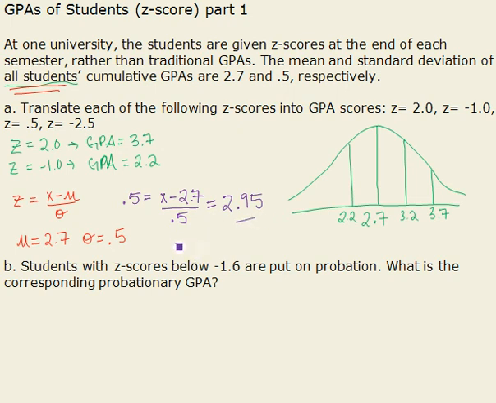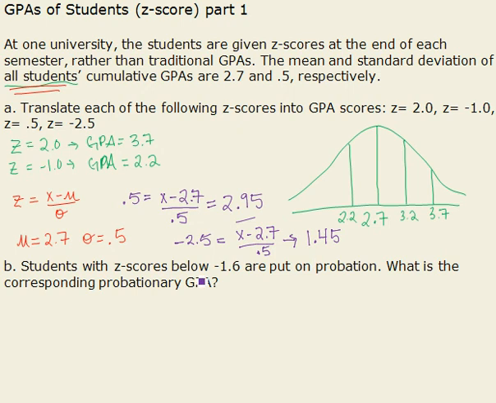Now with a z-score of negative 2.5, I'm going to set it up the same way. And my resulting GPA is 1.45.